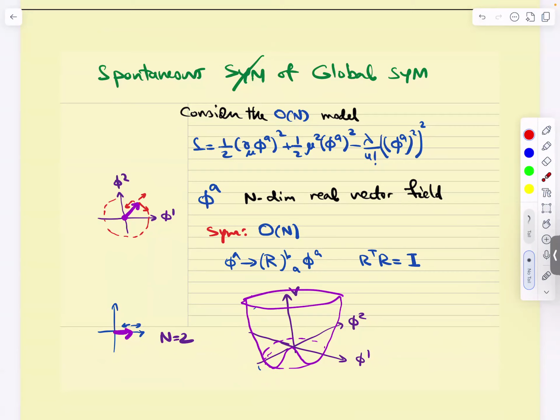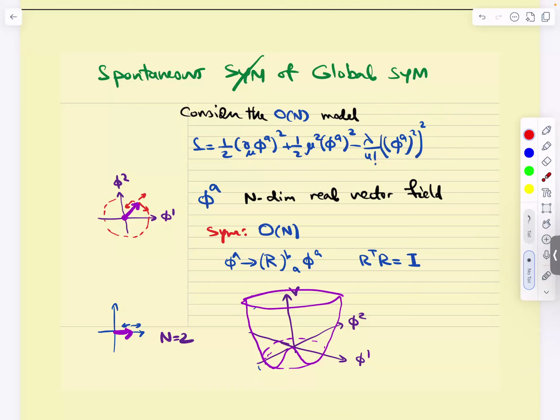Consider the O(N) model. We did this calculation. So the Lagrangian density is (1/2)(∂_μ φ_a)² plus one-half μ² φ_a² plus or minus this quartic term. We did this calculation with a minus sign here to calculate the effective action at one loop, because we're after calculating the beta functions of the O(N) model. If this is minus, you do not have spontaneous symmetry breaking. Why?